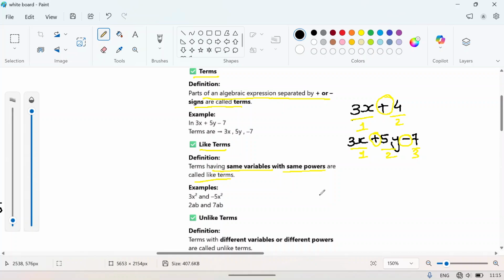Let's suppose we take one example: 3x squared minus 4x plus x squared minus 7x plus 5. In this algebraic expression, there are 1, 2, 3, 4 and 5 terms. In those 5 terms, 4 terms have the variable x. In these 4 terms, the exponents of x in 3x squared and x squared are the same, 2. So these both terms are like terms.